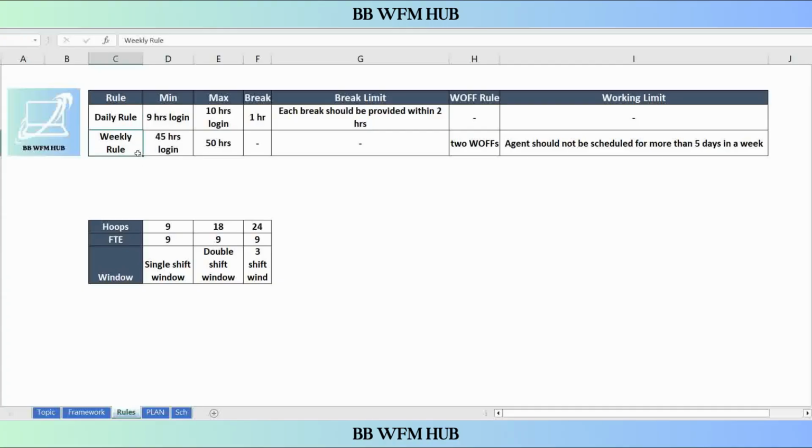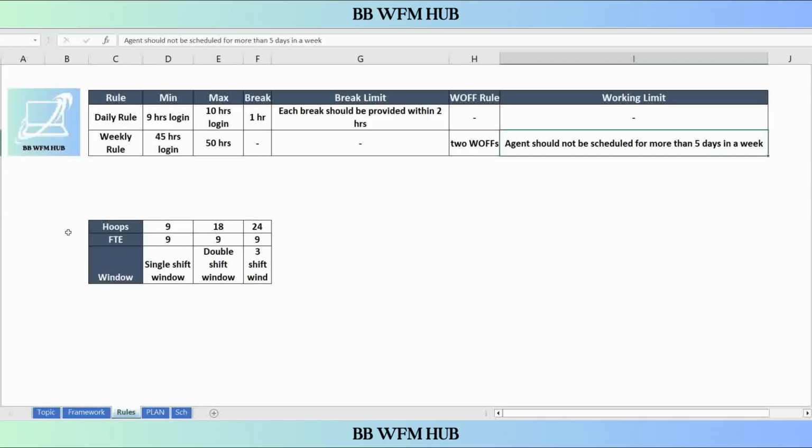For the weekly rules, the minimum login hours that an agent will provide us is 45 hours, and the maximum login hours is 50 hours. It's just that an agent will work 5 days in a week. So 10 into 5 is 50 and 9 into 5 is 45. And then for the week offs, an agent should get 2 week offs in a week. And for the working limit, agents should not be scheduled for more than 5 days in a week. This is the rule that we need to follow, that any agent will not be scheduled more than 5 days in a week.